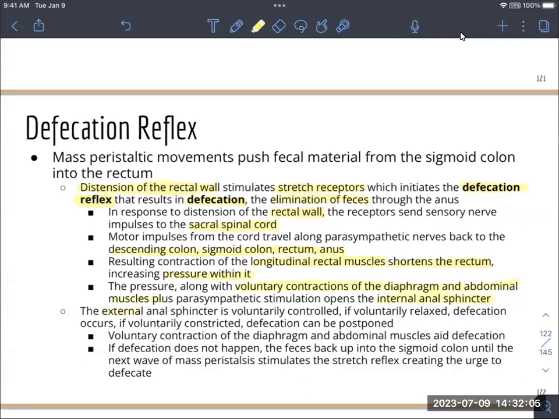Of course, that external anal sphincter, it's voluntary. So once that external anal sphincter is relaxed, defecation occurs. If it's constricted, defecation can be postponed until necessary. So constriction of that diaphragm pushes down on that abdominal contents. Those abdominal muscles also aid in defecation. If defecation does not happen, that feces actually travels back up into that sigmoid colon until the next mass peristalsis stimulates that stretch reflex to go defecate again.